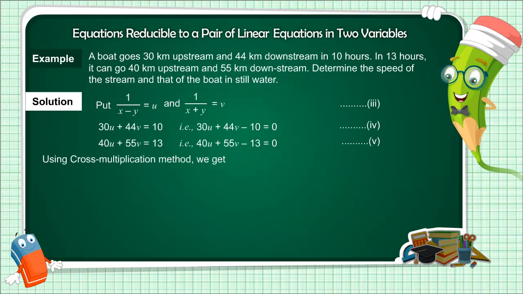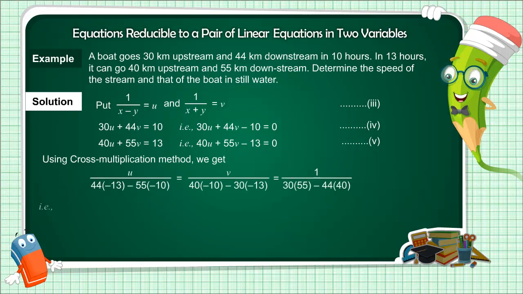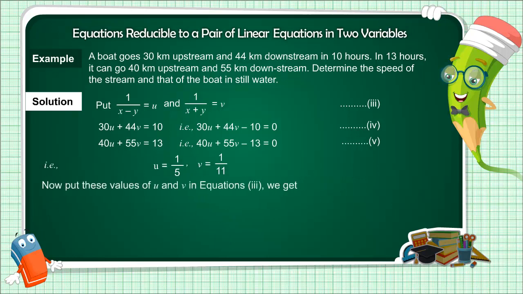Using cross-multiplication method, we get, that is, u by minus 22 equals v by minus 10 equals 1 by minus 110. That is u equals 1 by 5, and v equals 1 by 11. Now put these values of u and v in equation 3, we get 1 by x minus y equals 1 by 5, and 1 by x plus y equals 1 by 11.